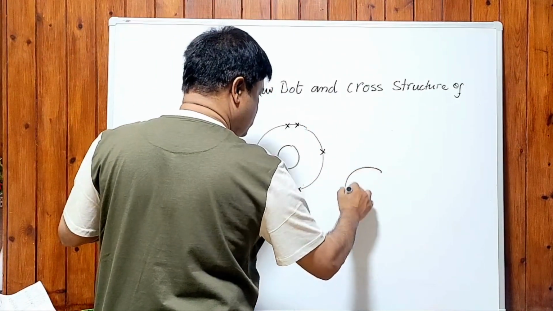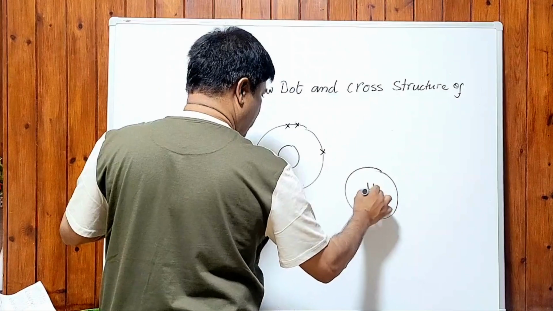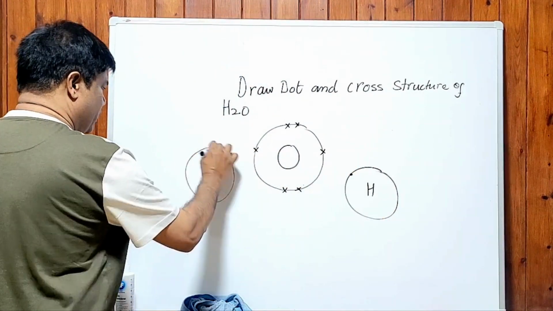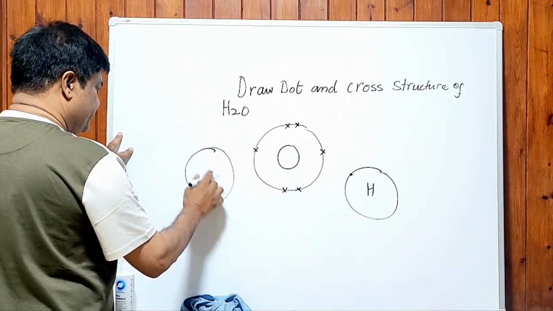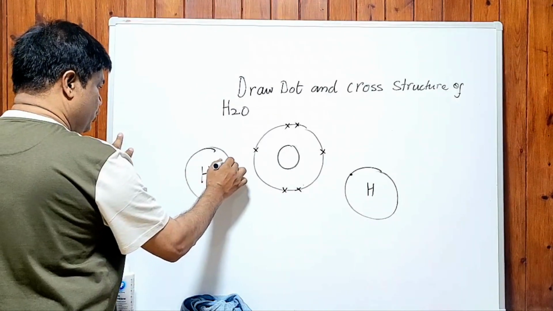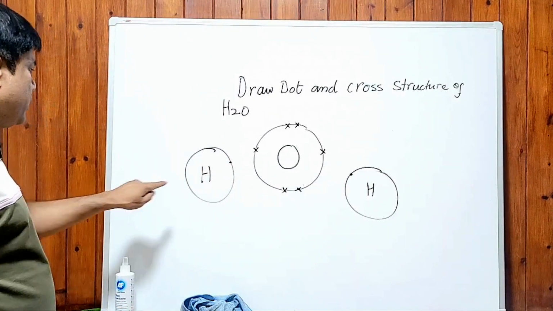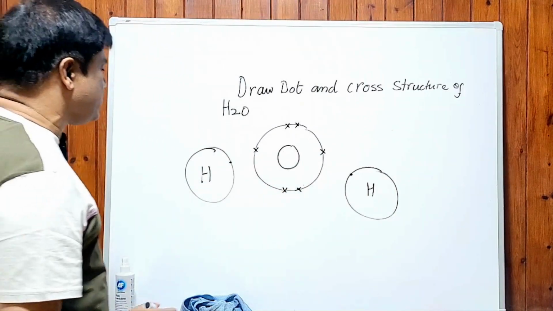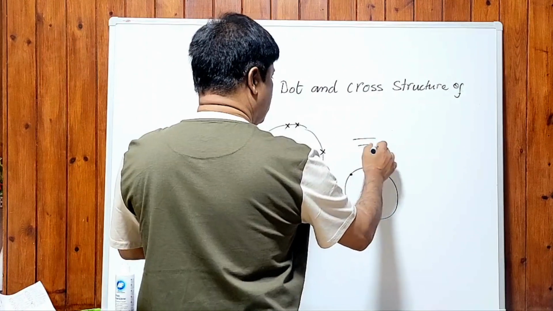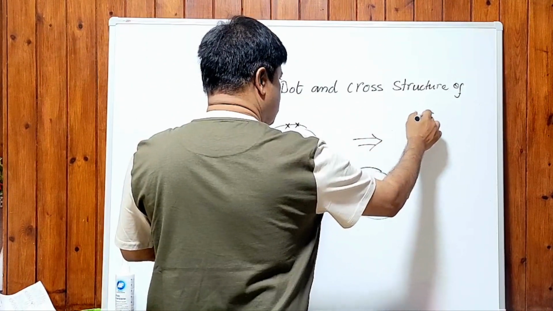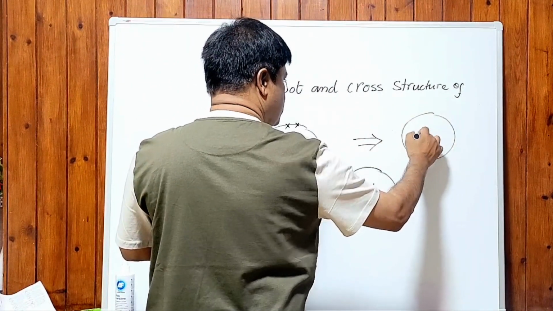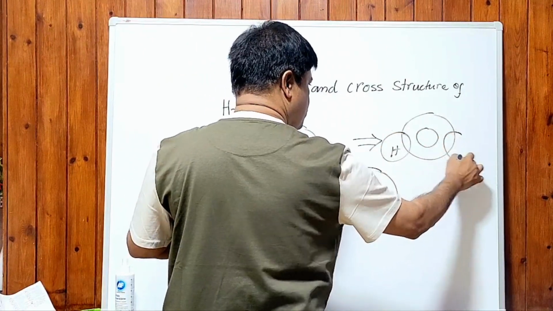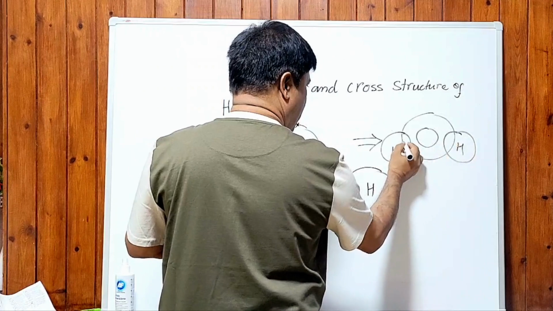So hydrogen has 1 electron in the outermost shell. This hydrogen also has 1 electron in the outermost shell. Dot. This hydrogen shares with the oxygen. This hydrogen shares with the oxygen. So that's the dot and cross structure of the water molecule. Oxygen. This is the hydrogen, and this is also hydrogen.